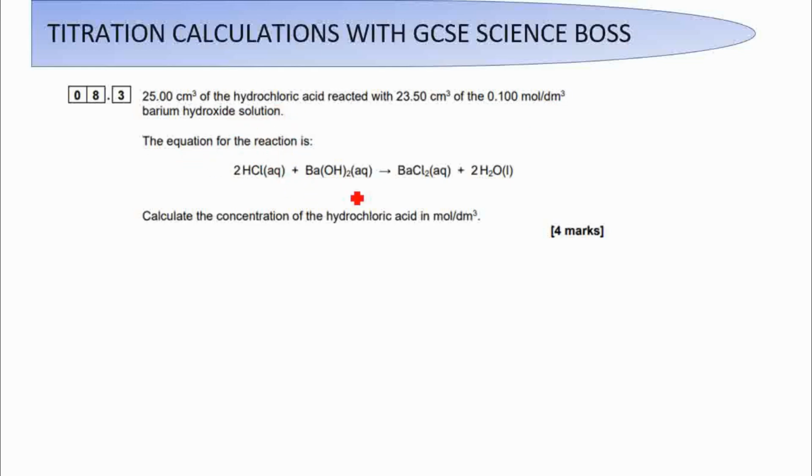They've given you the equation for the reaction, and then they've said to you, calculate the concentration of your hydrochloric acid. So straight away you know that's your unknown. That's what you're trying to find, because they've asked you to calculate. It means that you don't know it. It's your unknown. They've given you the volume of your known, and they've given you the concentration of your known.